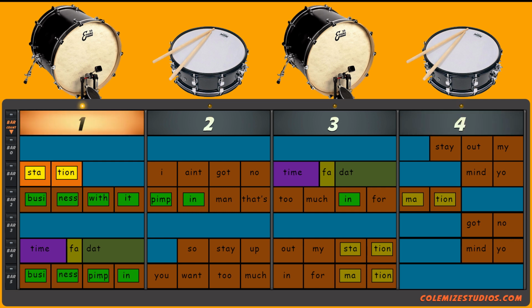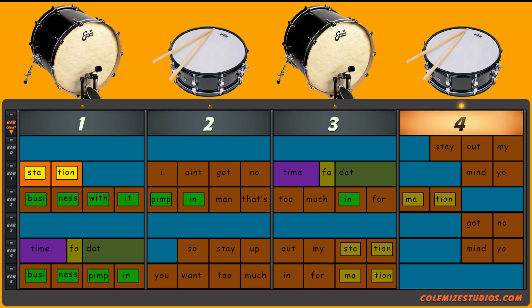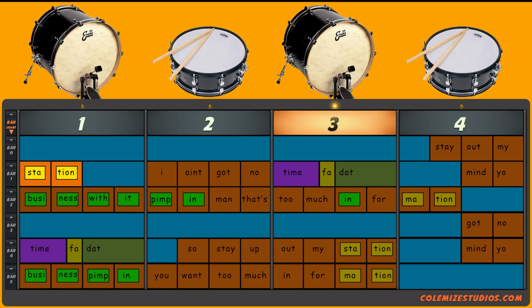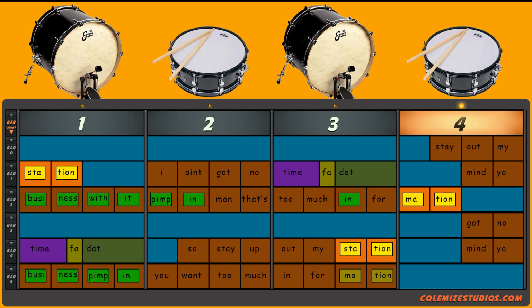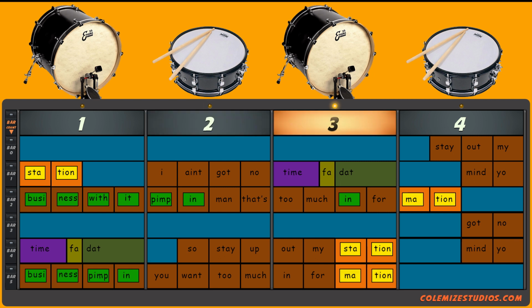Stay at my station, I ain't got no time for that. Mind your business with it, pimpin', man, that's too much information. Got no time for that, so stay about my station. Mind your business, pimpin', you want too much information.